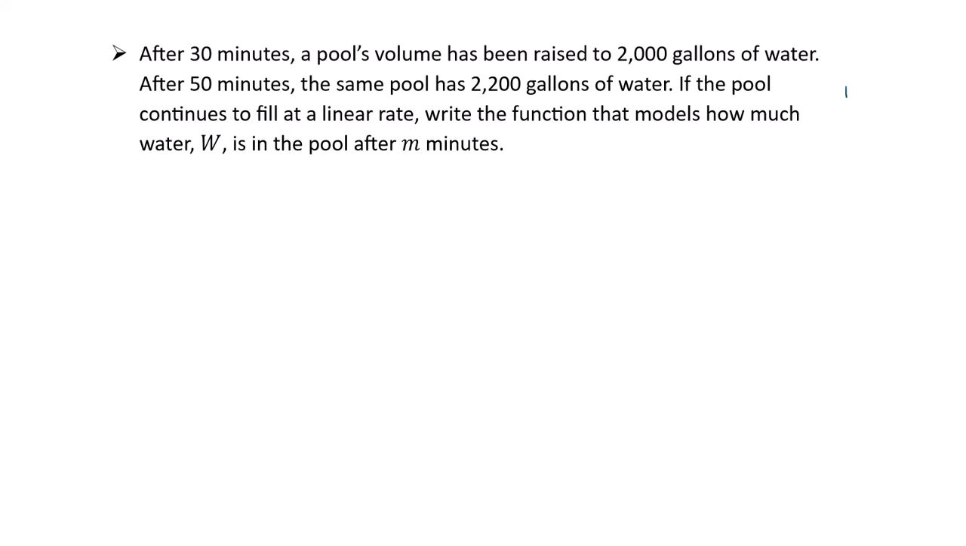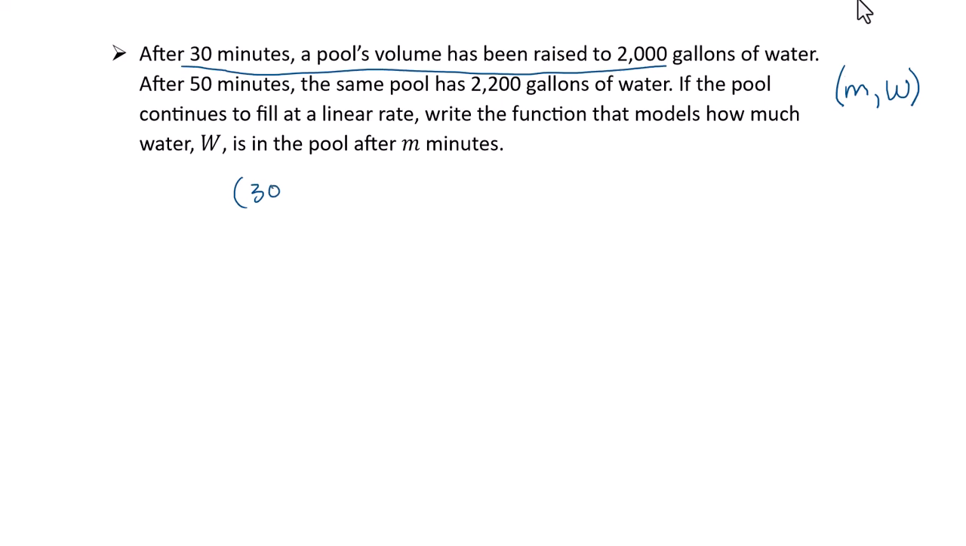So again, I think it's a good idea to write your variables. M is in the X position, W is in the Y position. Now if you know that those are the positions for your variables, then you can make some data points. We have 30 minutes corresponds with 2,000 gallons of water.